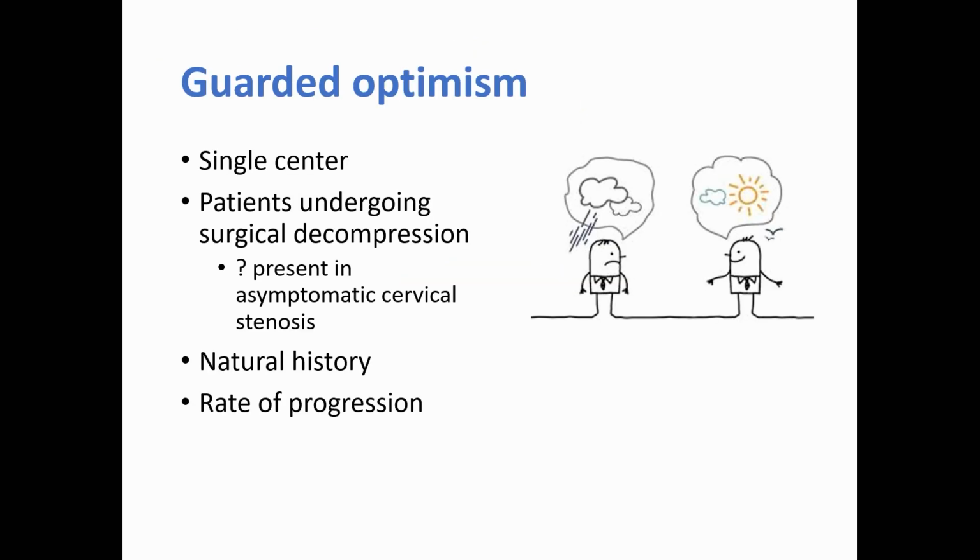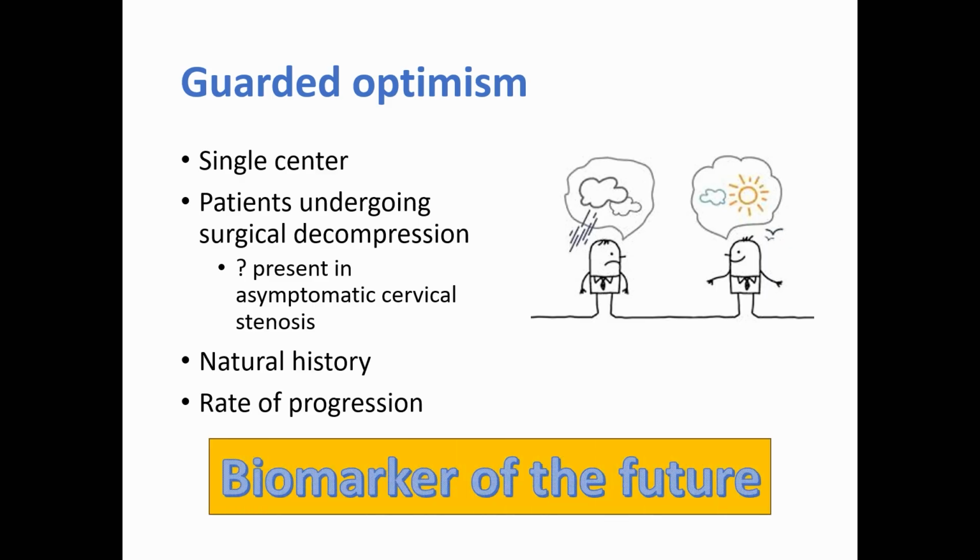With any study, there are always issues with single center, and all these patients were already undergoing decompression, so they were already potentially symptomatic. What happens when you assess these patients when asymptomatic? Is it going to be like the cord signal change that we see sometimes in patients who have no symptoms? What's the natural history? What's the rate of progression? This is so exciting, and I really hope you continue this work, and hopefully it will be a biomarker in the future. Thank you.